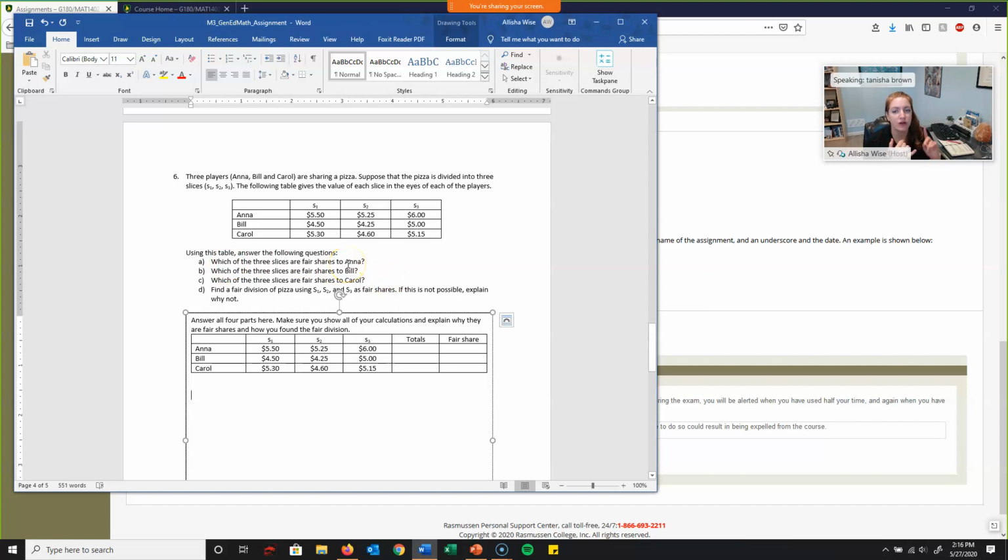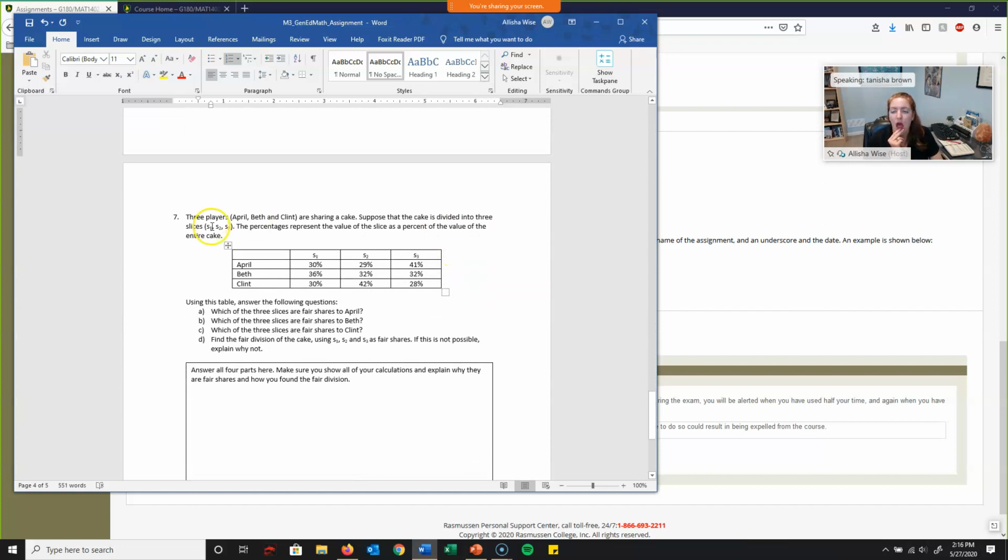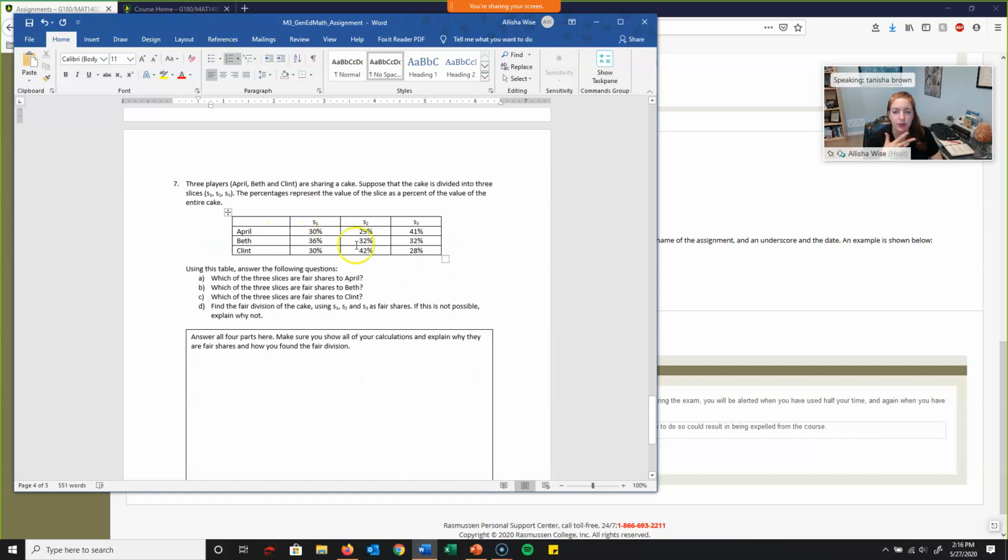So just make sure to state what are fair shares to Anna, what are fair shares to Bill, to Carol, and then find the fair division of the pizza. So how would you break that up? If it's not possible to do a fair division, you need to explain why not. Okay. Number 7, this one is the percentage problem. So this one's very similar to what we did. There's 3 players, so find out what a fair share is and then tell me which shares are fair to each person. And then just give me the fair division as well. And if there's not a fair division possible, make sure to explain why.